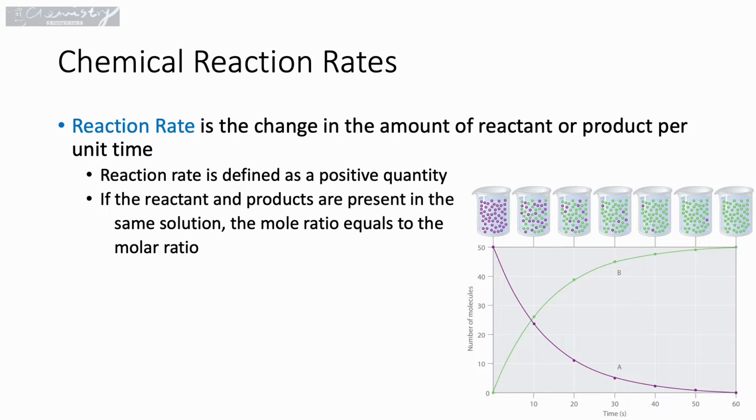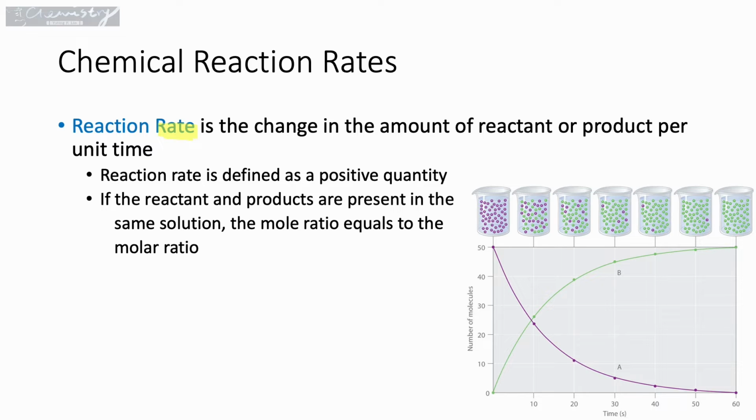Hello everyone, in this video we are going to be looking at chemical reaction rates. So the first thing, the reaction rate, as it suggests, is a rate, and it's the change in the amount of reactants or products per unit time. By definition, it is a positive quantity, and if the reactants and the products are present in the same solution, then their mole ratio is going to equal their molar ratio.